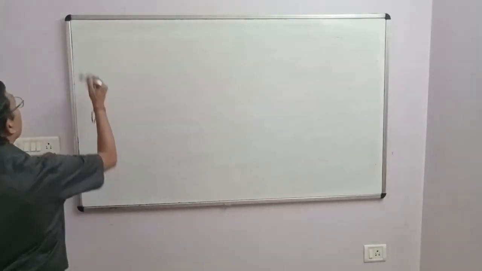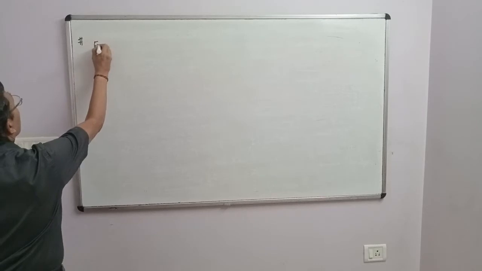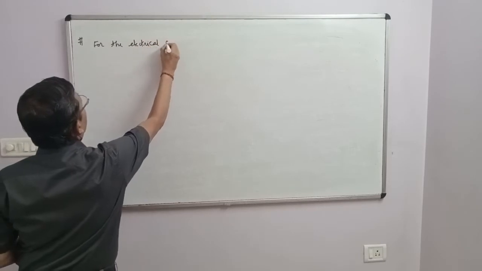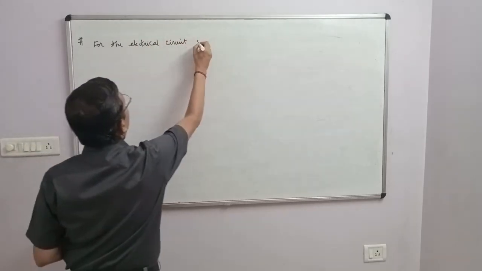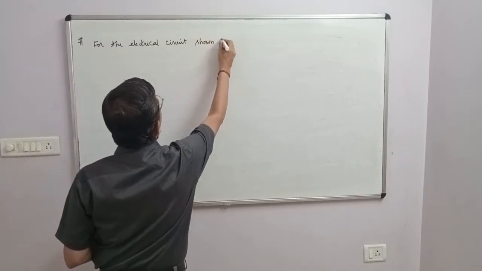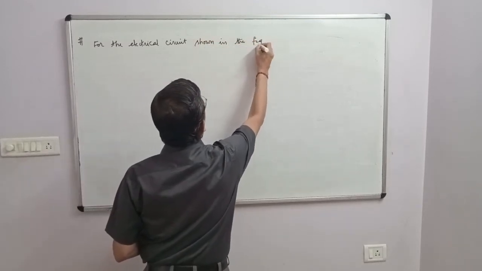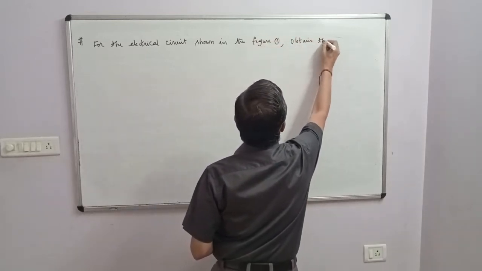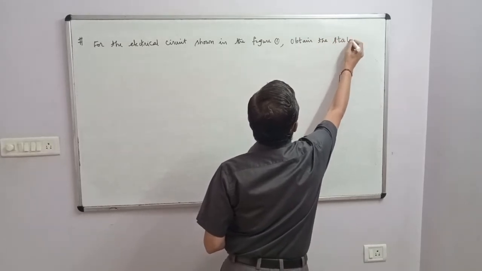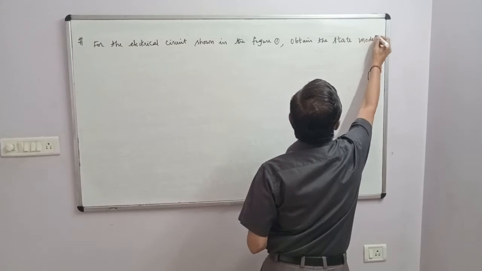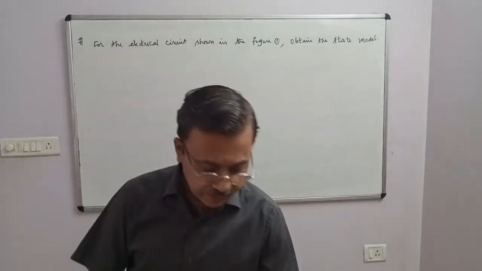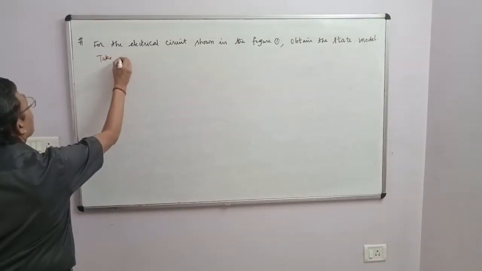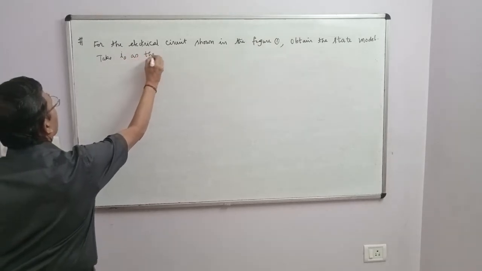The problem I am going to write down: for the electrical circuit shown in figure 1, obtain the state model. Take I naught as the output.